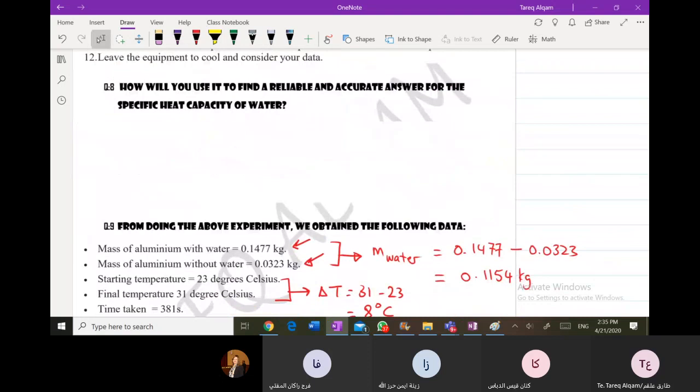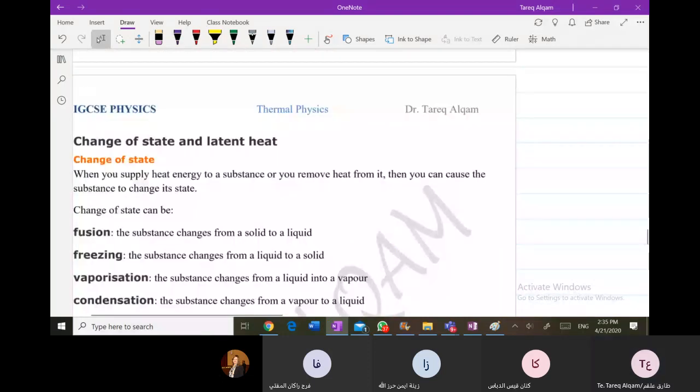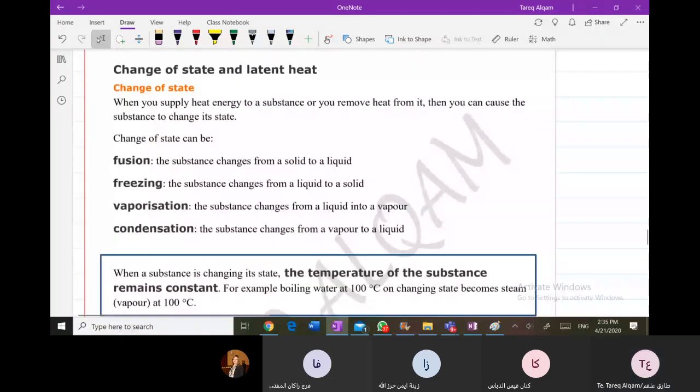Okay, let's talk now about the change of state and latent heat. Guys, the word latent heat, or latent in general, is the amount of energy that is being used for this matter to change its state, either by supplying heat or removing heat from the system. And here we have four main changes, right? Fusion, freezing, vaporization, condensation, or melting.